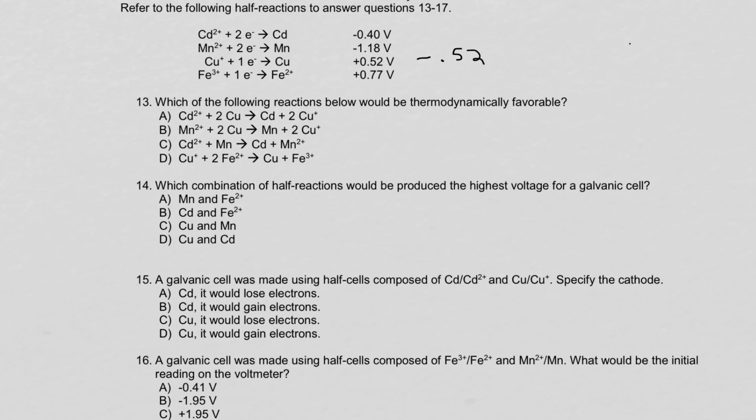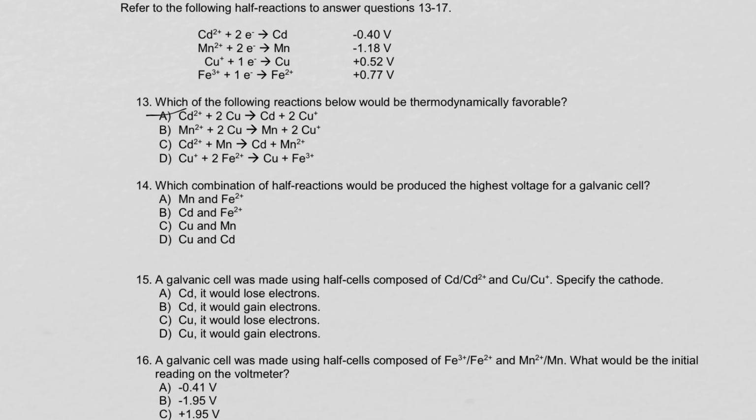So for it to be thermodynamically favorable, when I add the 0.4 volts and the negative 0.52, my overall answer is going to be negative, and so I know that that's an overall cell potential that's negative, and that would not be the answer. So I'm going to keep going. I know it can't be A.